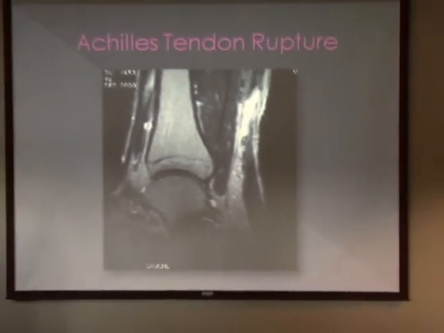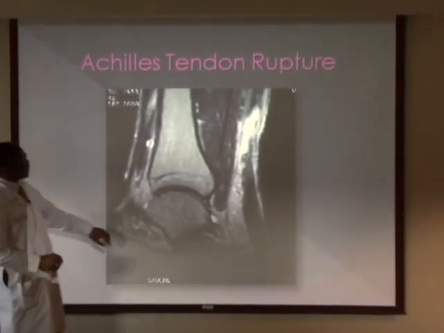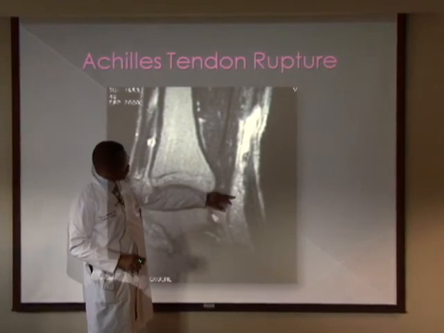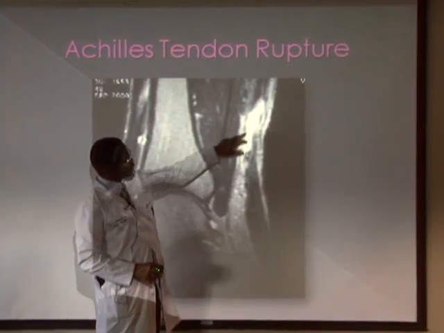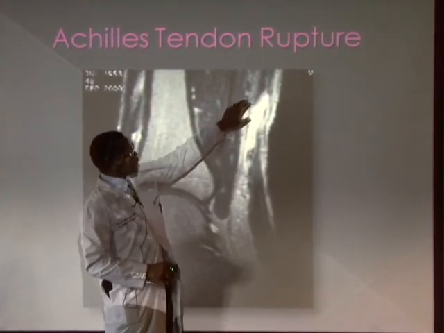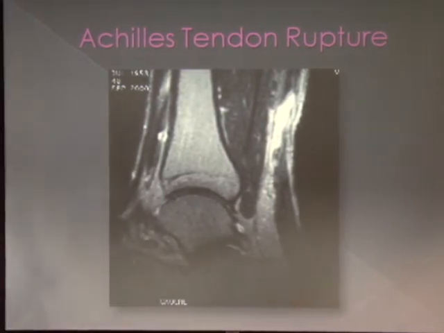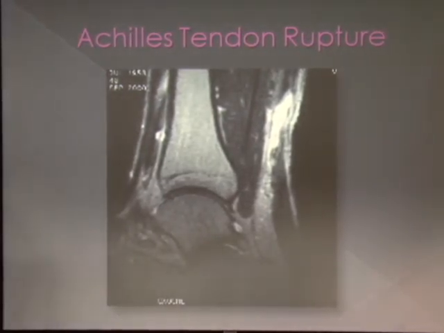This is an MRI. An MRI shows the Achilles tendon as it comes from the heel bone. This area is the white area, and this is the Achilles tendon again. With an MRI, it shows the area of damage localized by that white area, which shows fluid or where there's disruption of the tendon.